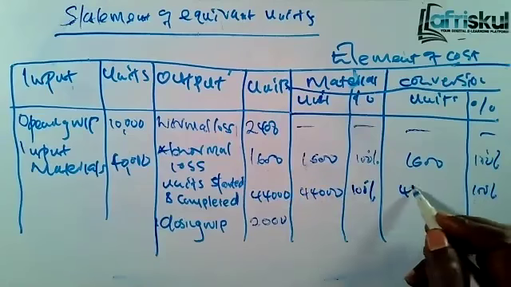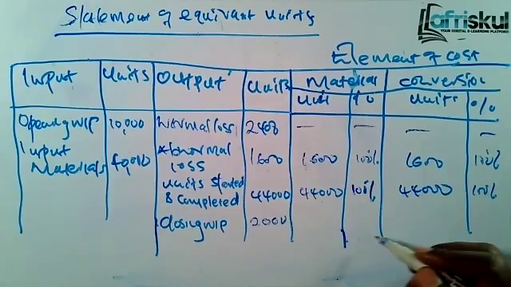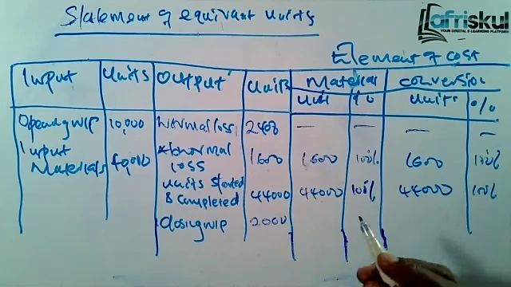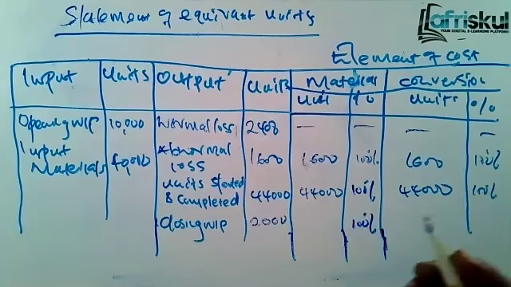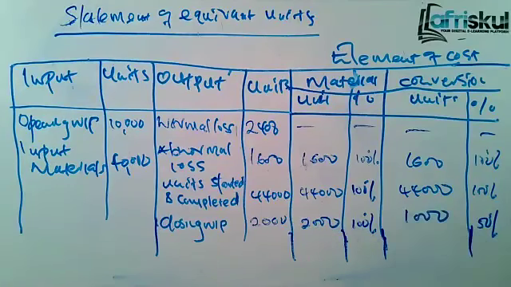Then closing WIP, the question told us the stage of completion is a half. Conversion can comprise overheads and labor. The material is always 100%; it can never be incomplete. So you write 100% here because the material available is 2,000. And for conversion they are saying it's 50%, a half, so half of 2,000, which is 1,000.